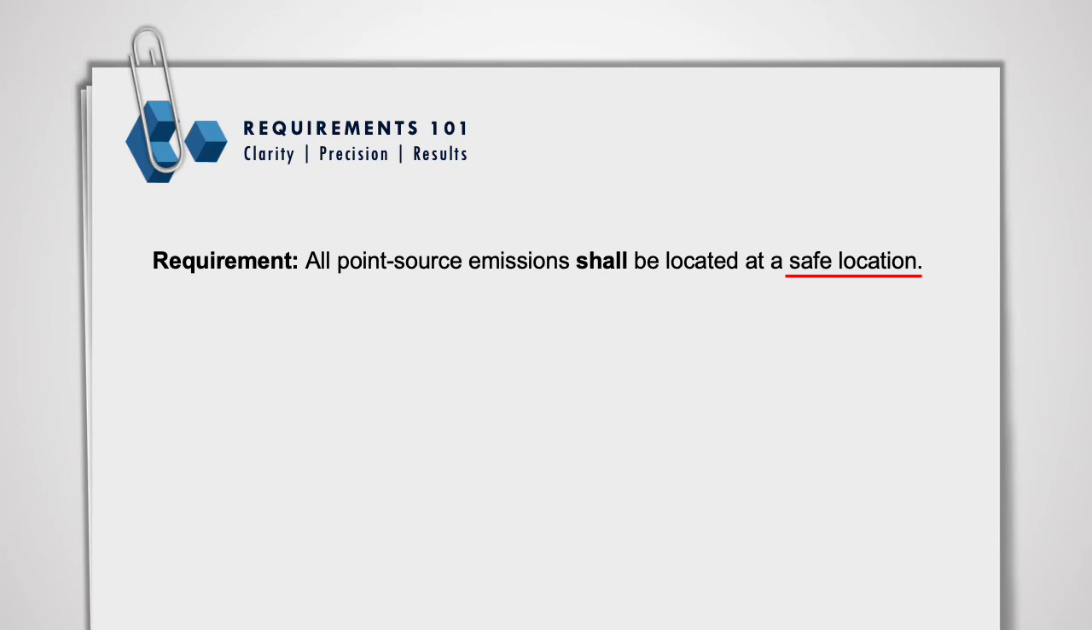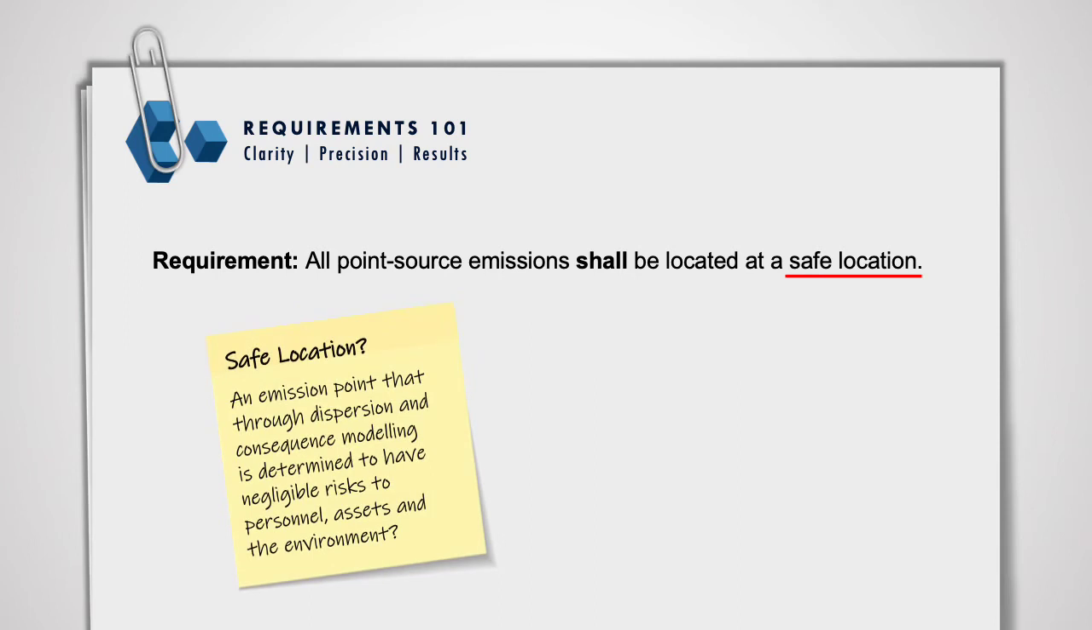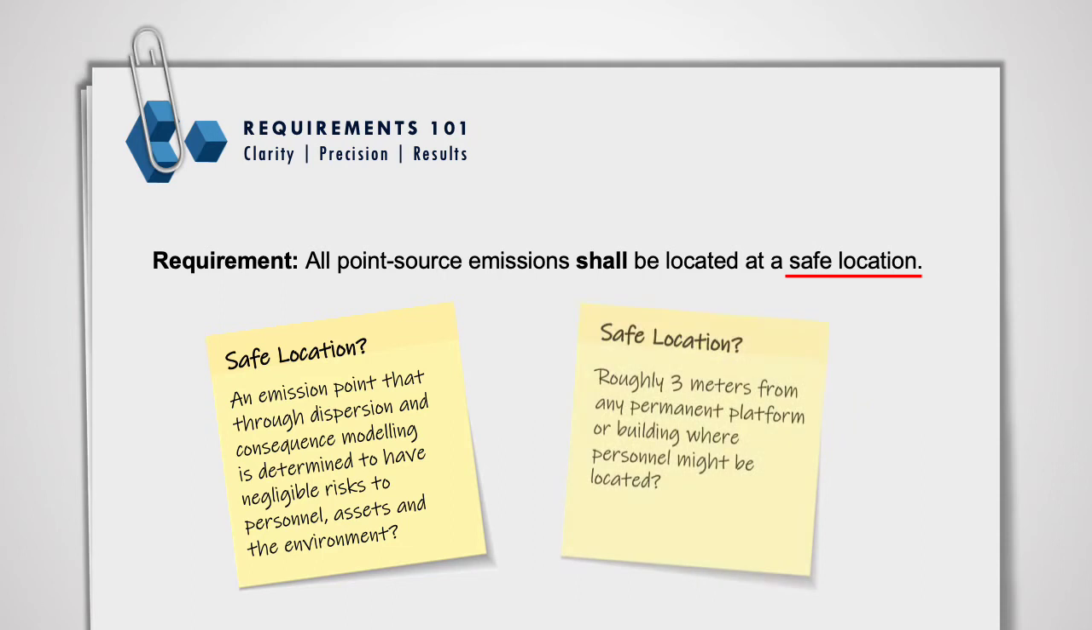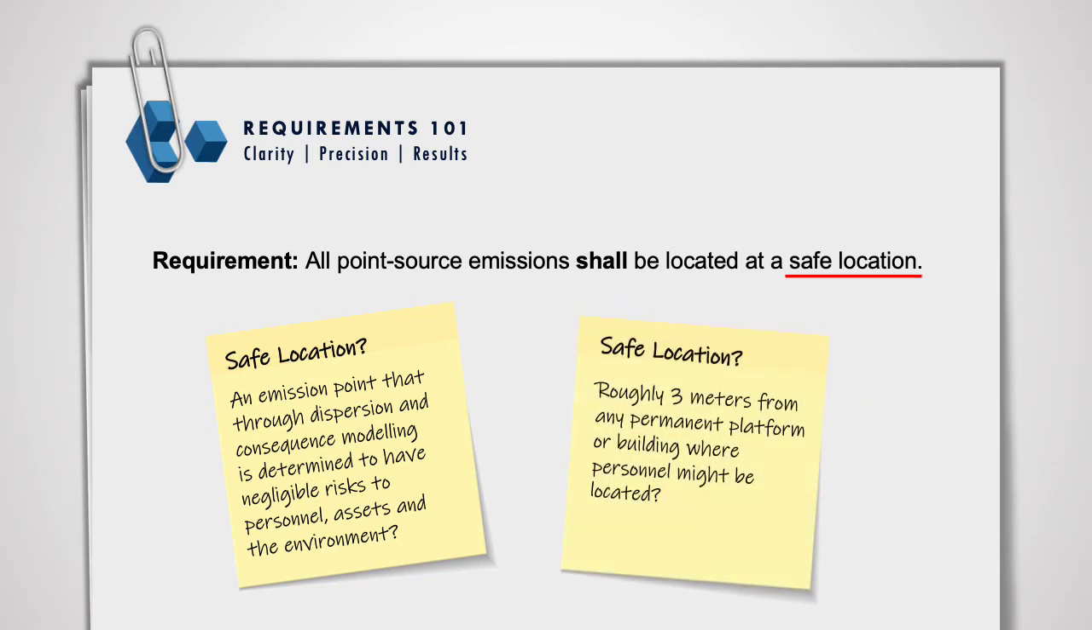So what did you think? Is it an emission point that through dispersion and consequence modeling is determined to have negligible risk to personnel, assets, and the environment? Or is it roughly 3 meters away from any permanent platform or building where personnel might be located? We don't know either.